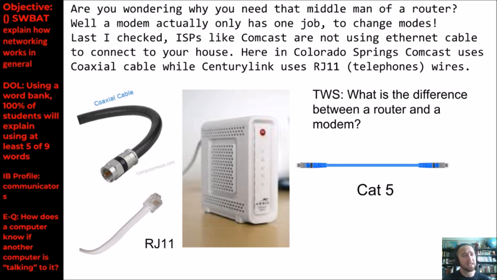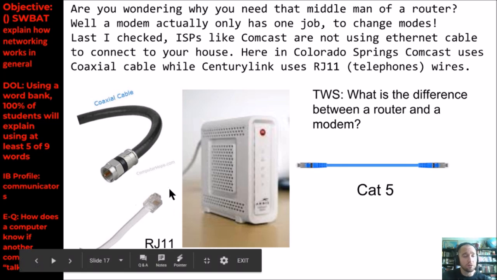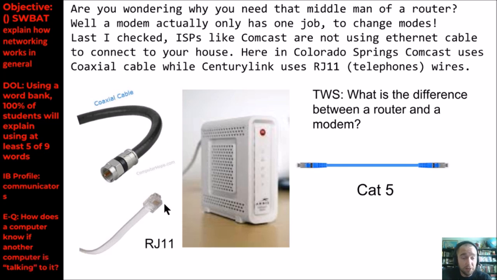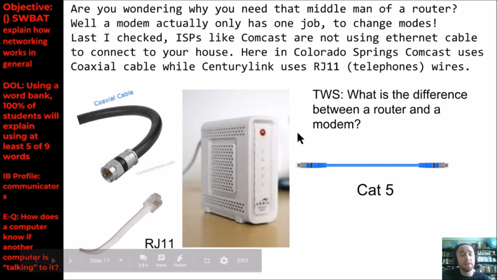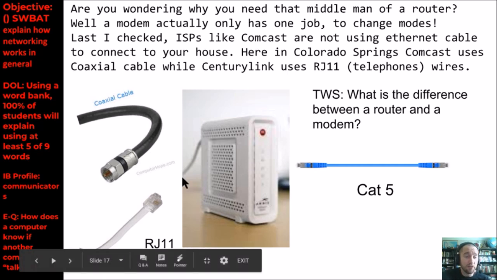So last I checked, ISPs like Comcast are not using Ethernet cable to connect to your house. Here in Colorado Springs, we have Comcast, which uses coaxial cable, and CenturyLink, which uses RJ11, which looks like just your old school telephone line. It is your old school telephone line. So regardless of the modem you purchased, you can connect through this type of cable or this type of cable.